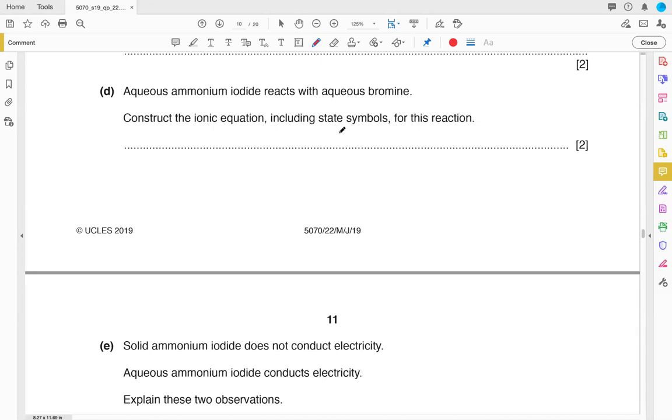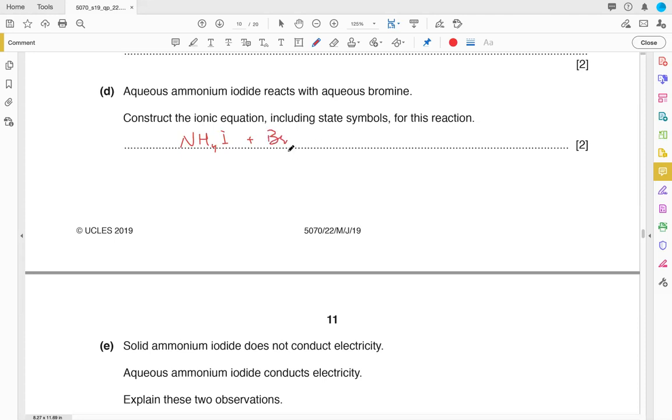Smaller atoms gain electrons faster than larger atoms. That is because the nucleus can easily attract that electron. So bromine, for example, is a smaller atom than iodine. So when it wants to gain electrons, bromine wins because it does it faster than iodine can. So we'll say that this is ammonium iodide, which is going to react with bromine.